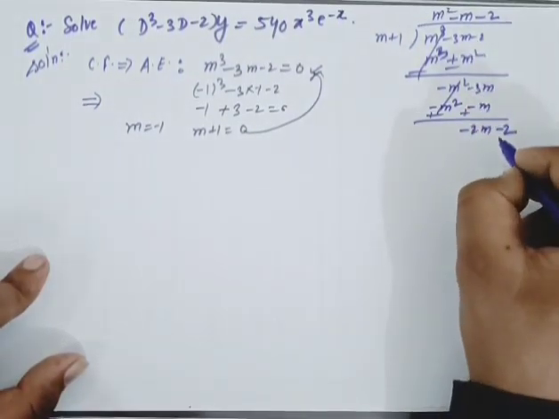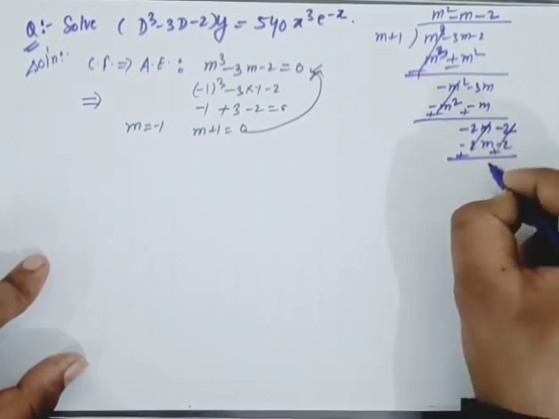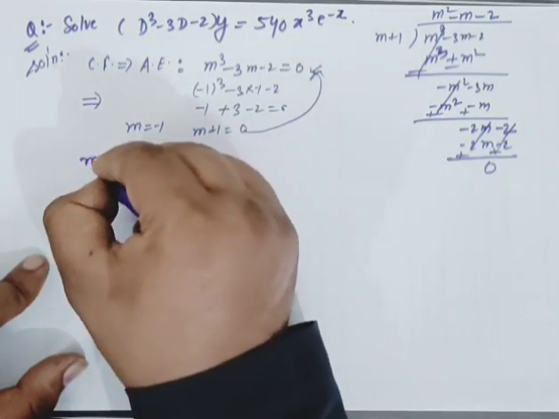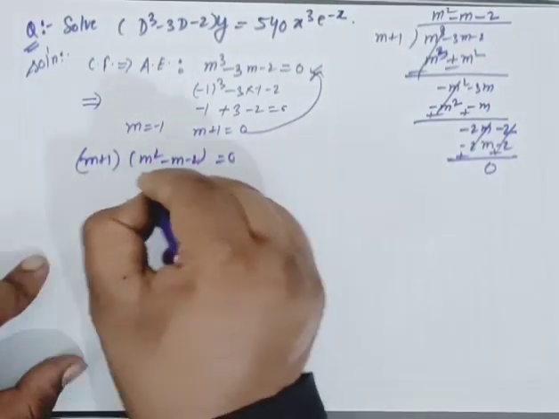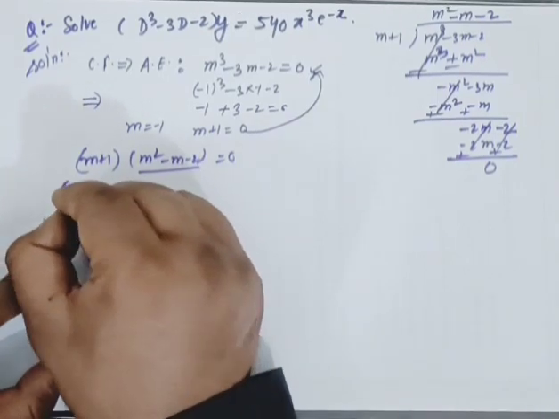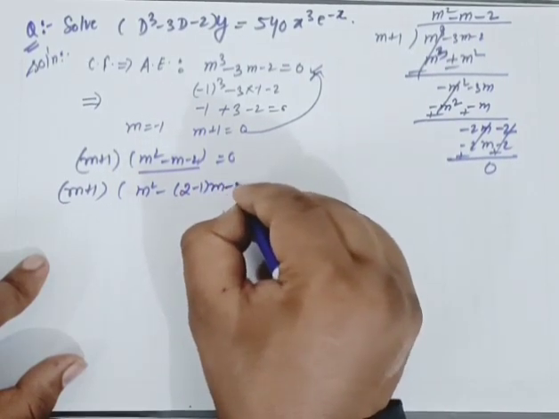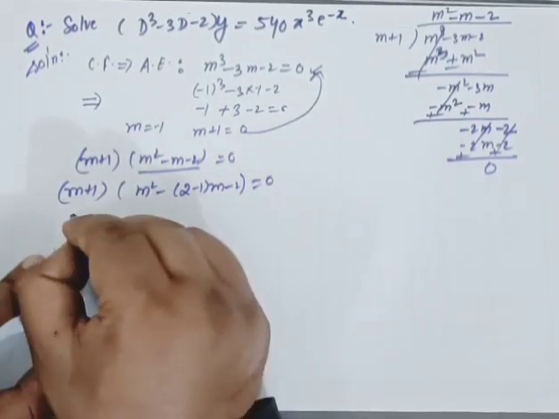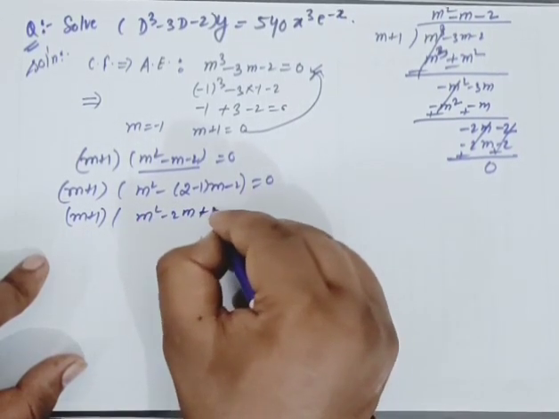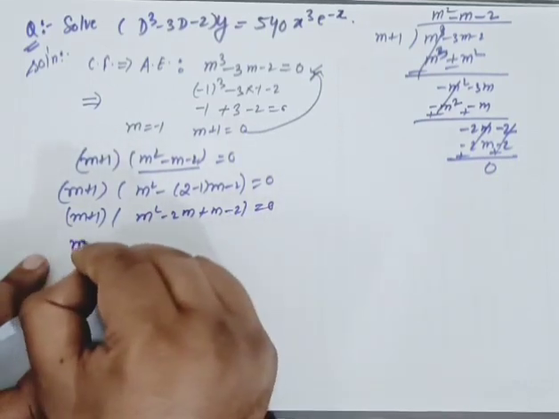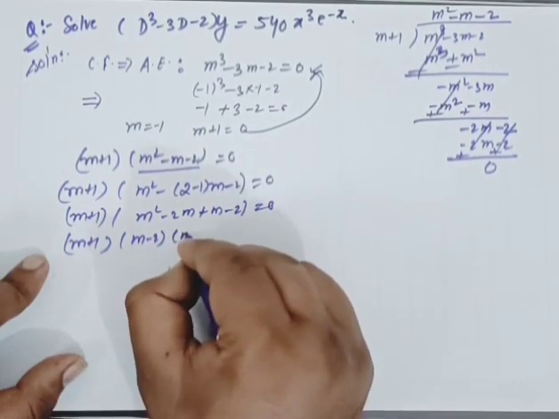So now you multiply here by minus 2. So you will get here minus 2m and then minus 2. So on subtracting, all these are 0. So we have m plus 1 and m square minus m minus 2 is equals to 0. Now we need to solve this with the middle term. You can solve it with the middle term also, that is m square minus 2m plus m minus 2 is equals to 0. So we have 3 factors here: m plus 1, m minus 2 and m plus 1 again, okay.